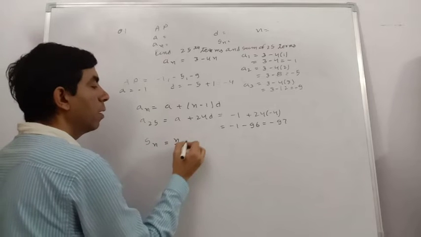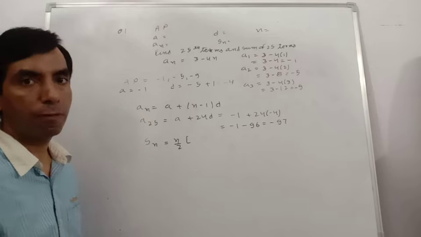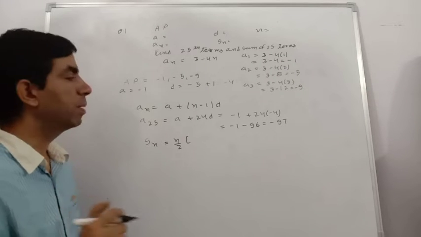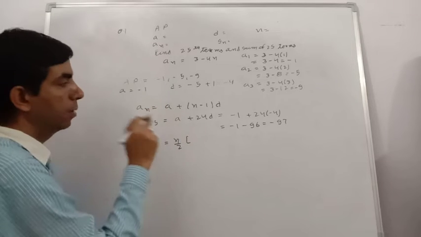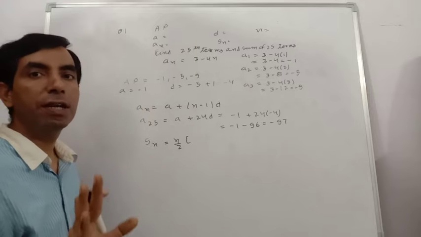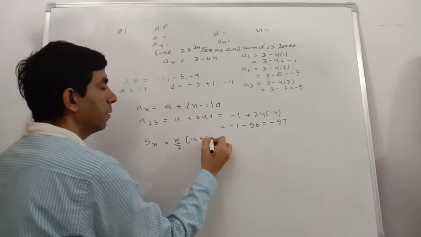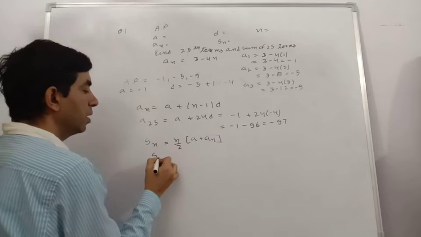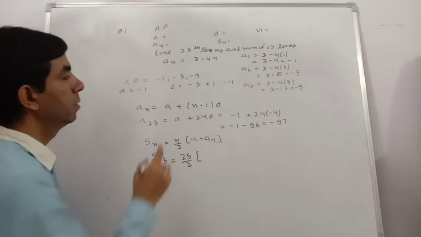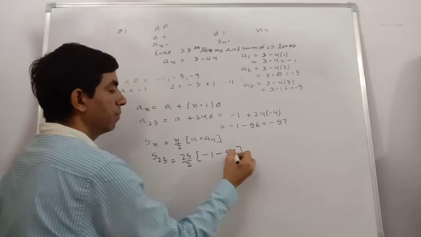Sum of n terms Sn, we have two formulas. First is n upon 2 bracket 2a plus bracket n minus 1 bracket close multiplied by d. That is the long formula. But we also have the formula n upon 2 bracket a plus an. Here we have 25 terms, which means A25 is the last term an, so we can use the a plus an formula. So S25 is 25 upon 2, a is minus 1 and an is minus 97.